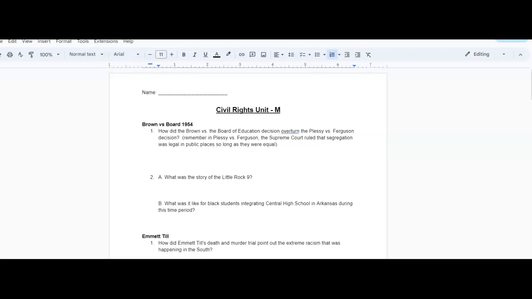Number 1 says, how did the Brown versus the Board of Education decision overturn the Plessy versus Ferguson decision? Remember, in Plessy versus Ferguson, the Supreme Court ruled that segregation was legal in public places so long as those places were equal.